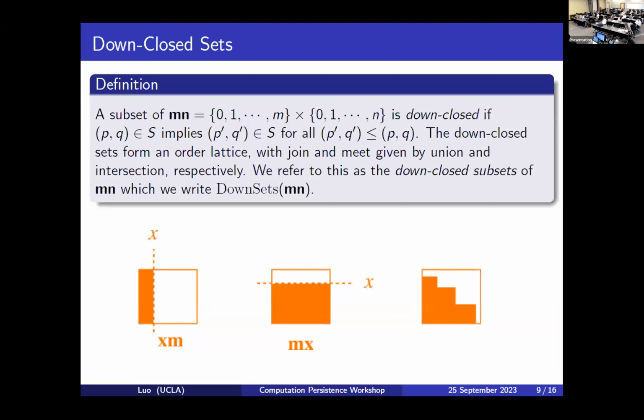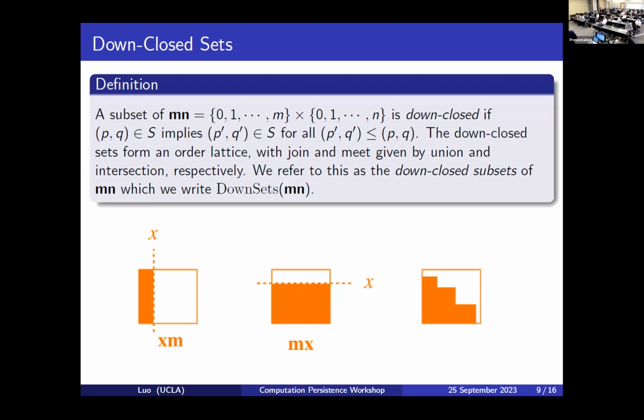Okay. So now I'm going to talk about a slightly different lattice, which is the lattice of down closed sets. In this setting, we have the set M_{m,n}, which is essentially the cross product between 0 through m and 0 through n, where m and n are integers. We say that a subset S is down closed if whenever we have (p, q) in S, then (p', q') is also in S whenever p' is less than or equal to p and q' is less than or equal to q.